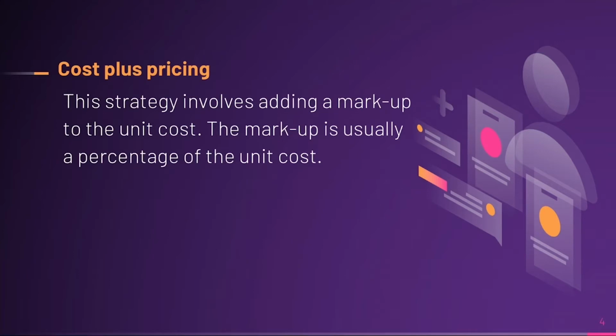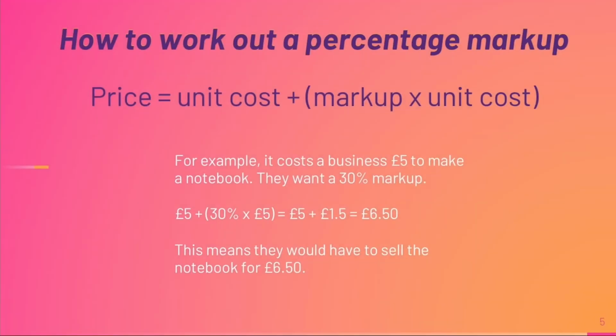This is the simplest strategy we're going to be looking at today, and it involves adding a markup to the unit cost. This markup is usually a percentage of the unit cost. To work this out, the formula is unit cost plus markup times unit cost. So, for example, if it costs a business £5 to make a notebook and they want a 30% markup, it will be £5 plus 30% times £5, which is £5 plus £1.50, which gives us a total of £6.50. So in order to achieve that 30% markup, they would have to sell each notebook for £6.50.